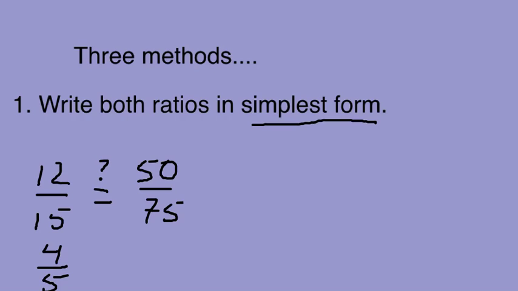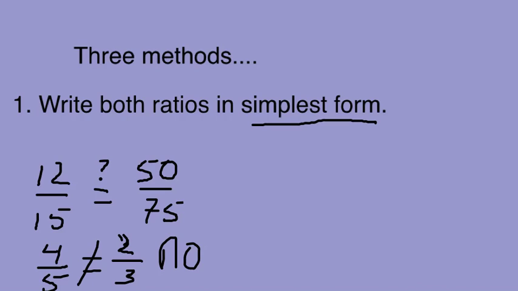And how many times does 25 go into 50? Well, it goes in 2 times. And how many times does 25 go into 75? Well, it goes in 3 times. So is 2/3 equal to 4/5? No. So we would say no, these set of fractions or ratios are not proportional.